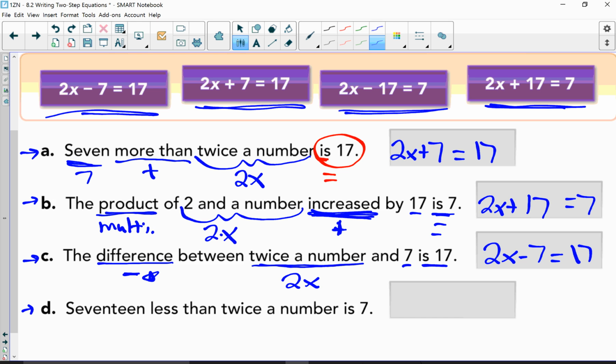Give this one more shot. D here. 17 less than twice the number is 7. This one's a little trickier because we want less than twice the number. So I want to start with twice the number and then take away 17 from it. Because if you were 3 years less older than me, then you're going to take my age, the bigger number, minus yours. So if I wanted 17 less than my age, I would do my age minus 17. In this case, I want twice the number, and then equals 7.